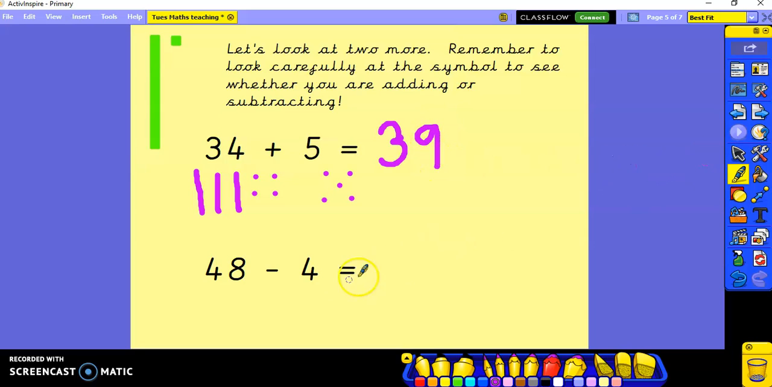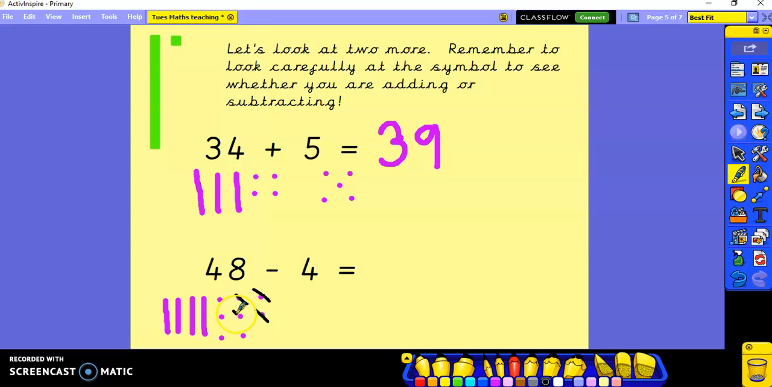Right, second question, 48 take away 4 equals. So I need to draw my 48. So I shall draw my 4 tens and my 8 ones, and I'm going to take away 4. So remember, we are taking away, so we're not adding any more over here. We are crossing them out. We are taking them away.